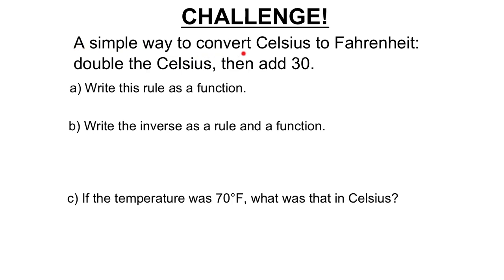A simple way to convert Celsius to Fahrenheit is to double the Celsius, then add 30. So write this rule as a function, write the inverse as a rule and a function, and if the temperature was 70 degrees Fahrenheit, what was that in Celsius? So if you are up for the challenge, you can pause the video and try this question, and then I'll take it up in a little bit.